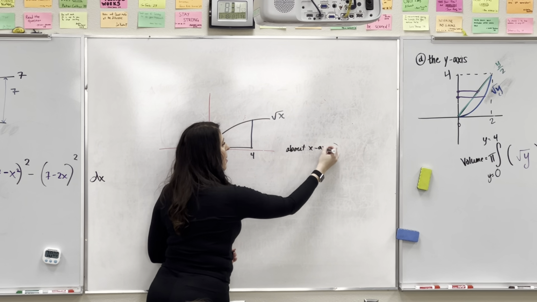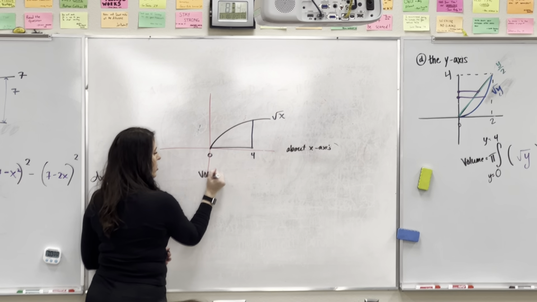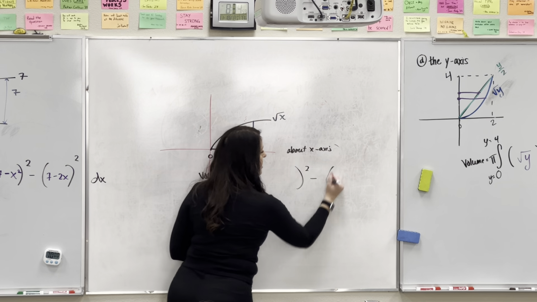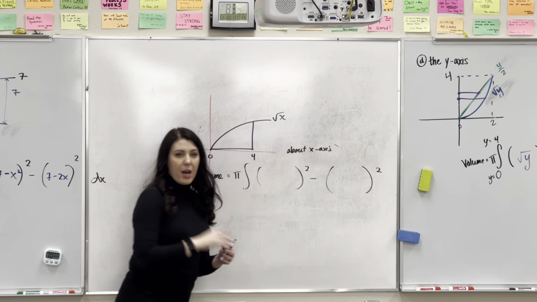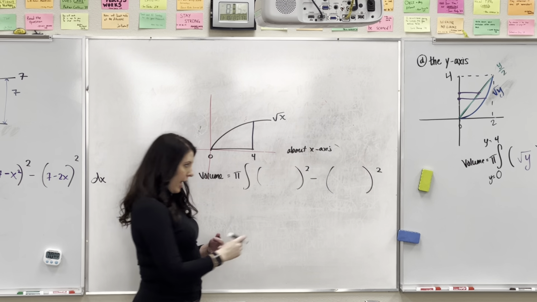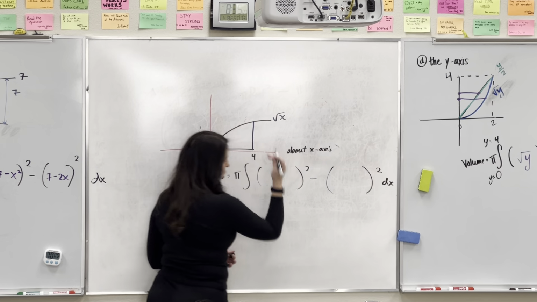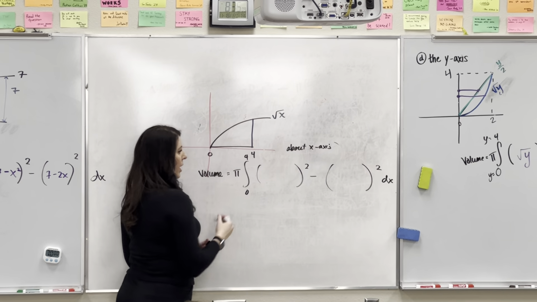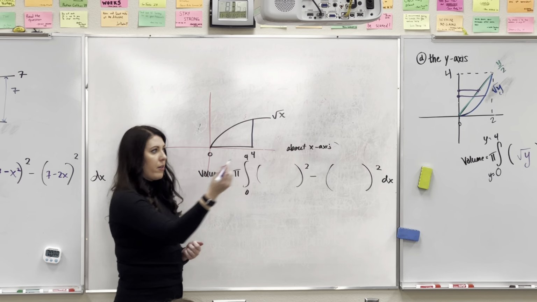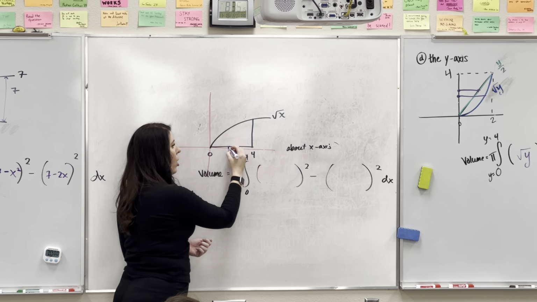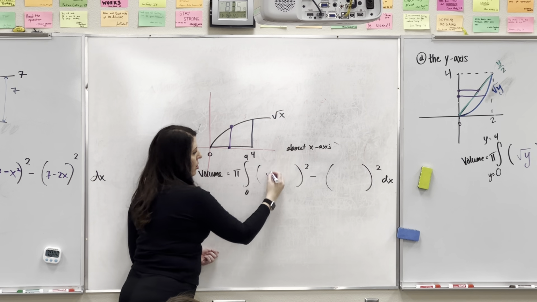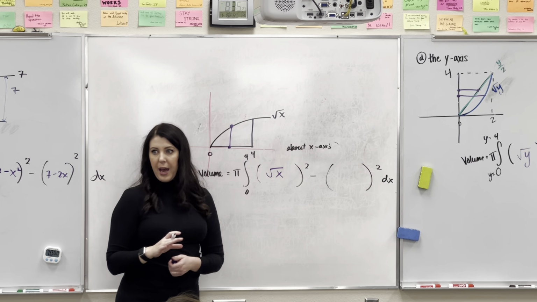Still, I'm going to set up volume equals pi integral something squared minus something squared. If I'm rotating about the x-axis, that's this way, so that would be a dx, and this was 0 and 4. It works the same way. Put my marker, pen, pencil on the thing I'm rotating about. If I'm rotating about the x-axis, I put it here. Farthest away function is this one. What would my R out be? Square root of x. Everybody okay with that?